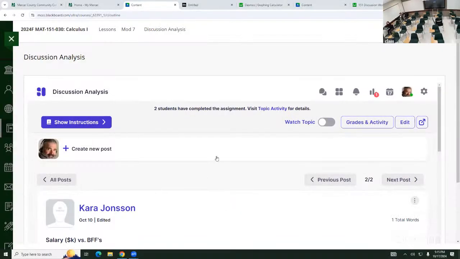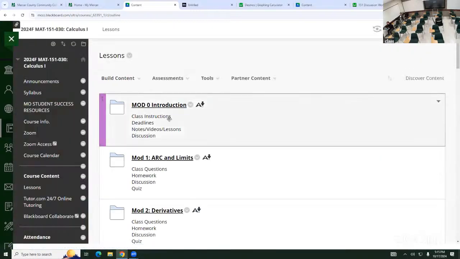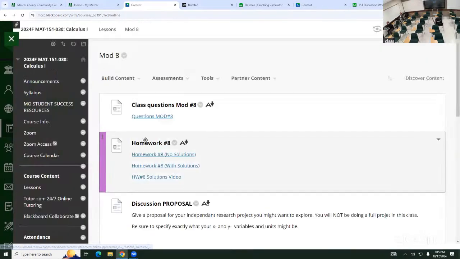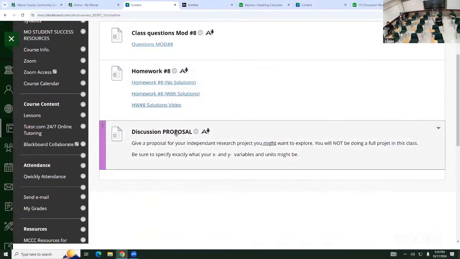Yes. Oh, let's talk about it. Okay. So mod 8 isn't open yet, because I'm probably not going to open it until the midterm's done. But in mod 8, the discussion is called proposal. Give a proposal for your independent research project that you might want to explore. You will be doing this in class. So it's a lot harder. Before it was just a proposal. Now, since you actually have a project, you're going to have to propose it.